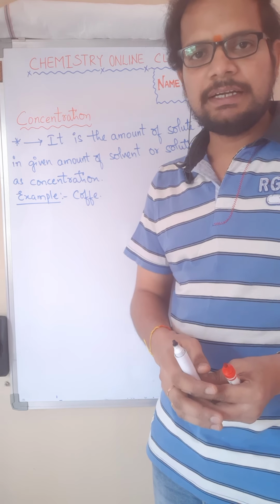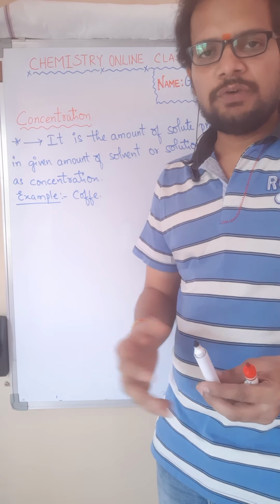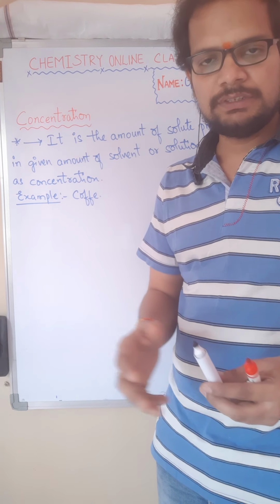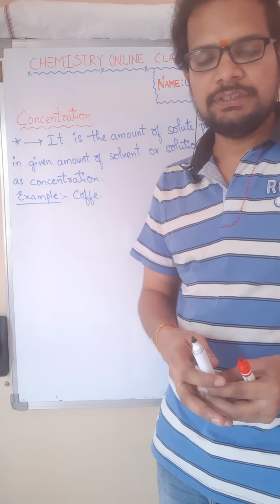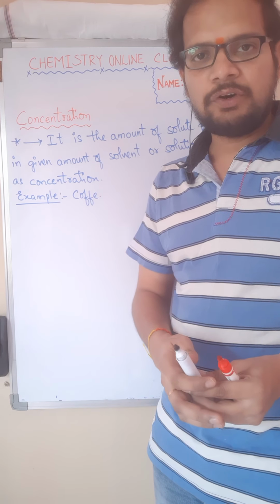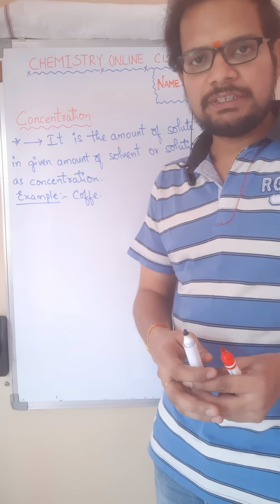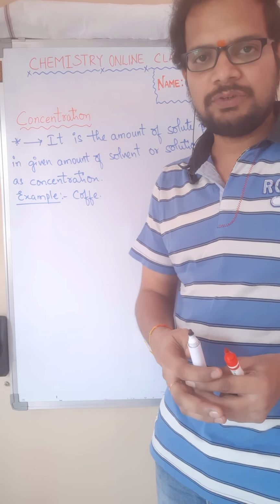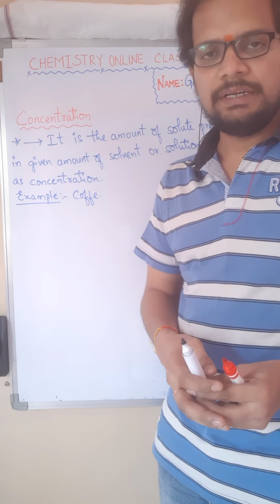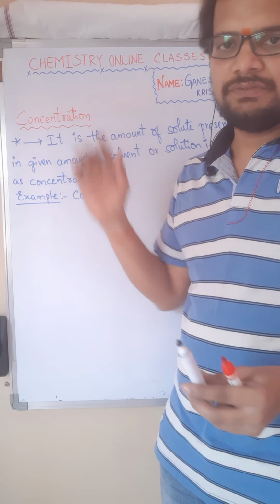strong coffee and less in light coffee, which indicates that strong coffee contains more solute, that is coffee powder, which is treated as a concentrated solution according to chemistry. The light coffee consists of less coffee powder, which can be treated as a diluted or less concentrated solution, having less solute in the form of coffee powder within a given amount of milk. Okay, so this can help you understand the definition clearly.